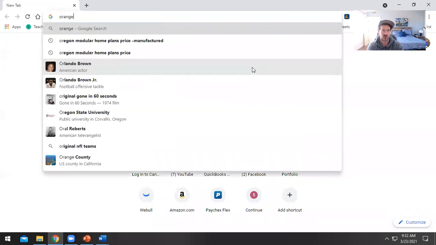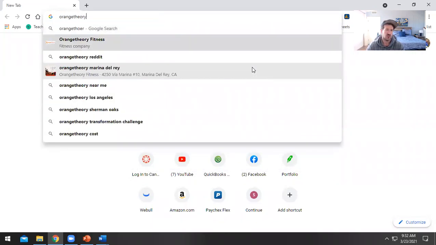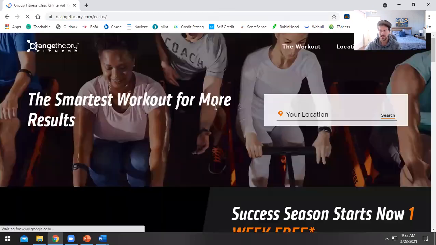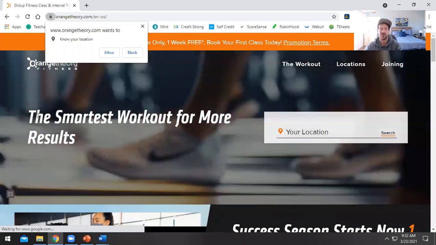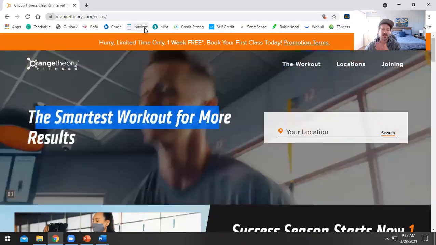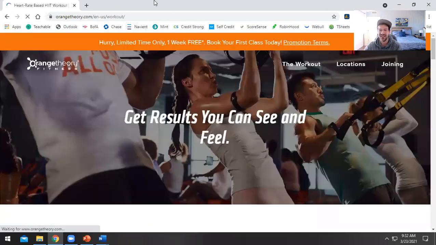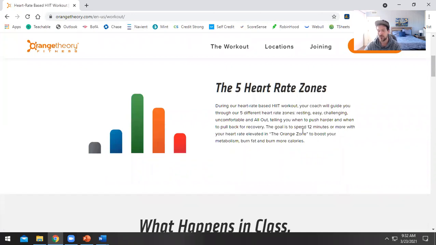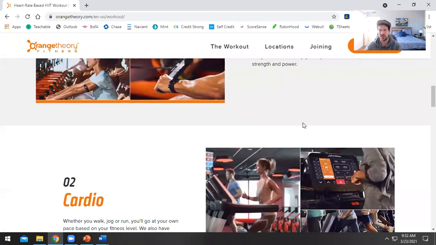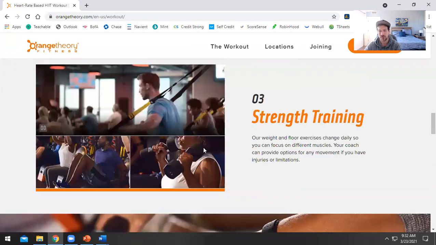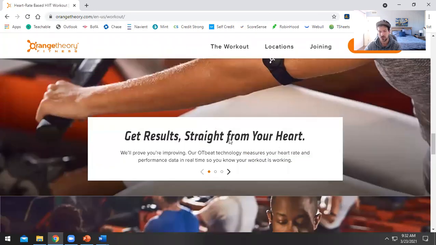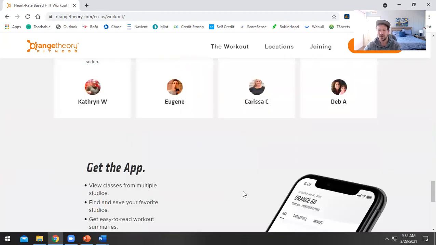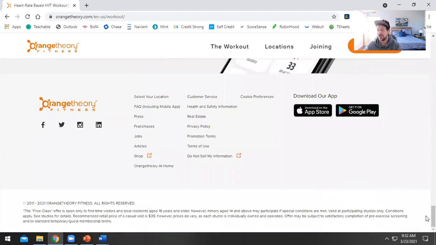Let's see here, Orange Theory. They're totally marketing it as, we're giving you this intense scientific word, the smartest workout for more results. Look at that. Yeah, perfect. Thank you, Orange Theory. And they're breaking it down into these five specific zones. They're telling you about how great rowing is and cardio in particular, how it's going to develop strength training as well. None of this is fancy. None of this is new. We've known about all of this forever.